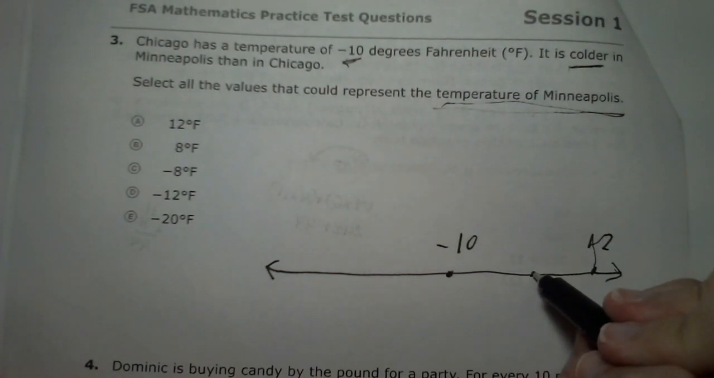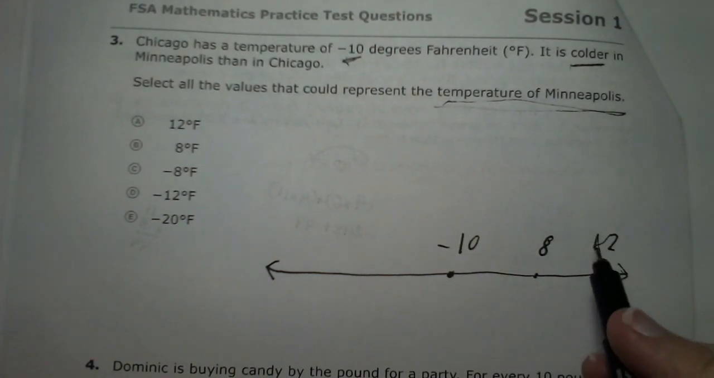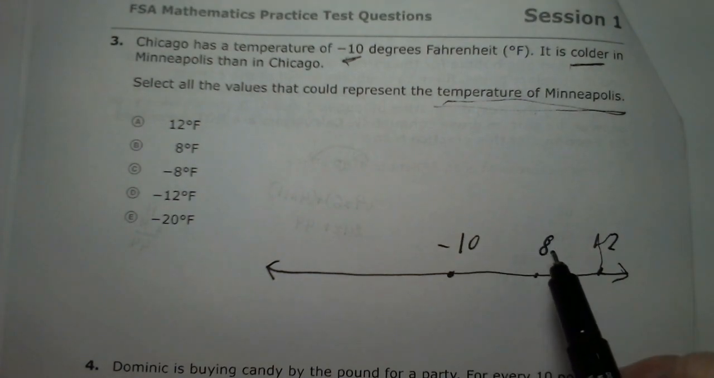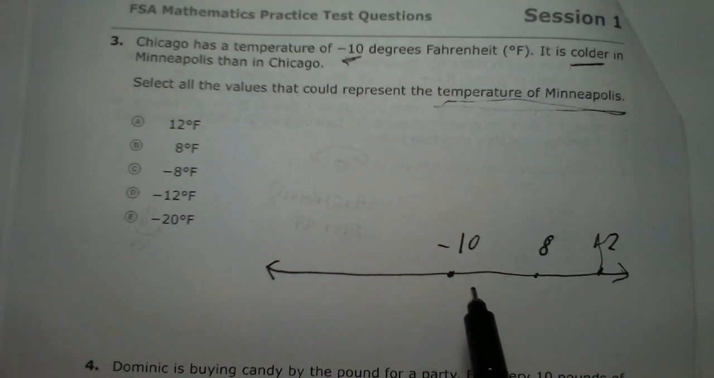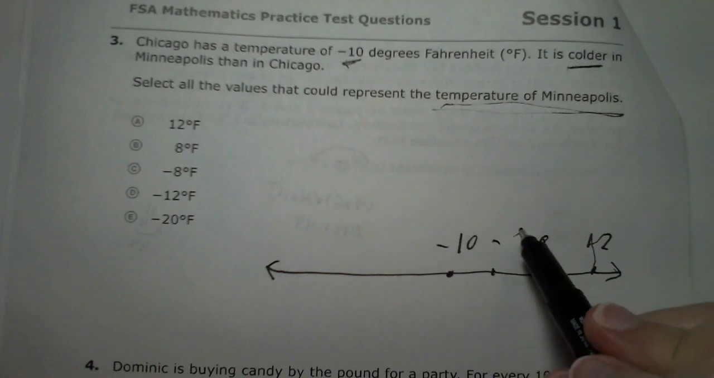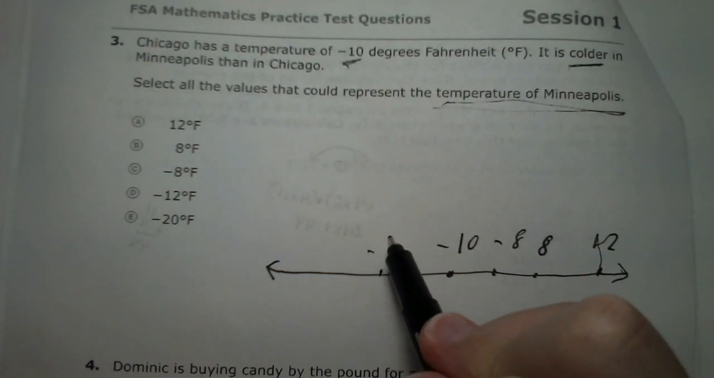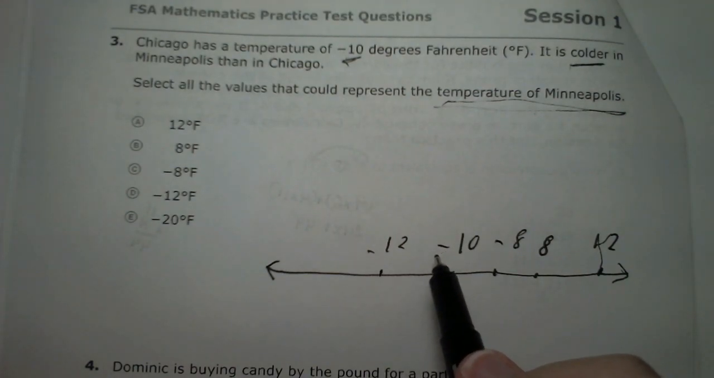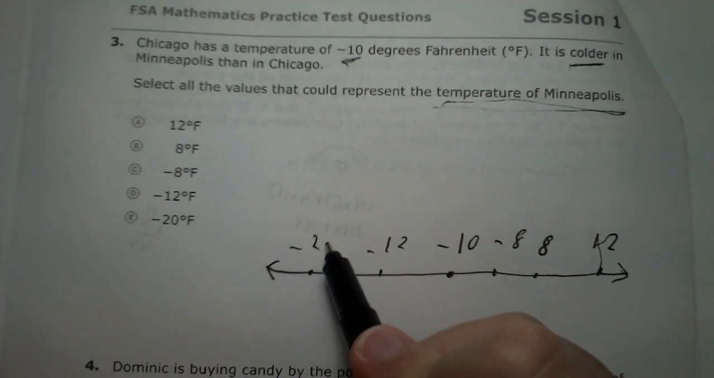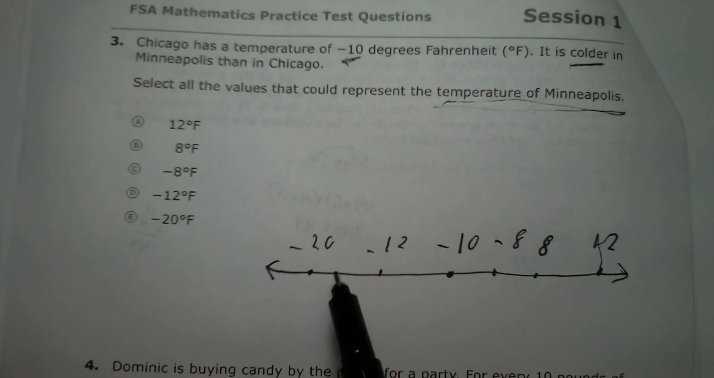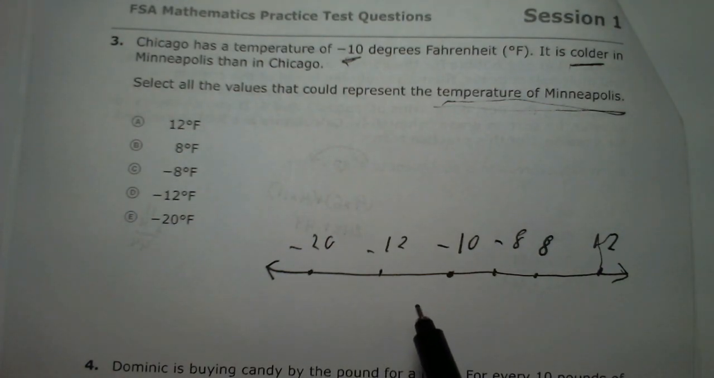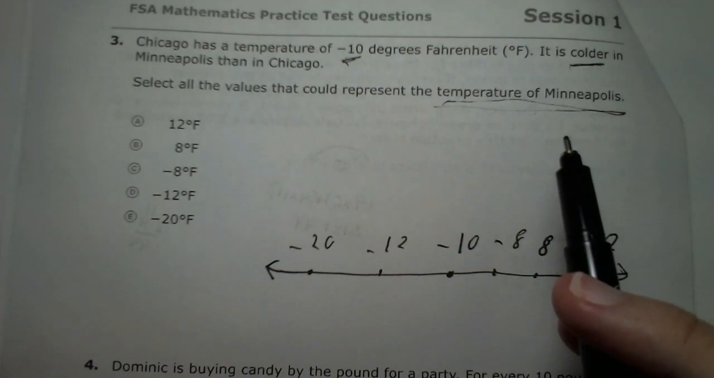8 is going to be over here. It is less than 12 and more than negative 10. Negative 8 is right here. More than negative 10 but less than 8. Negative 12 less than negative 10. And negative 20, which is less than negative 12. Now, which of these numbers is our temperature of Minneapolis?